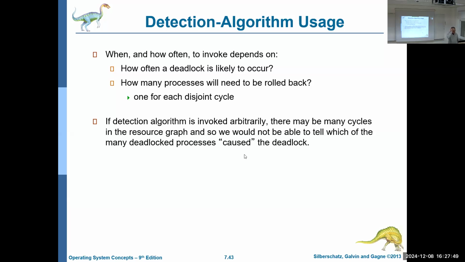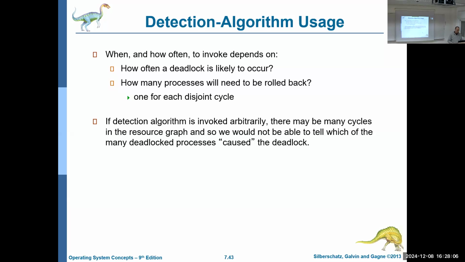When and how often should we invoke this? In other words, we may never get a deadlock. If we invoke it a lot, we'll be wasting O of m times n squared, and that's a lot of energy. So how often is deadlock likely to occur?